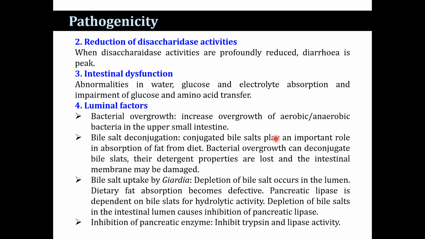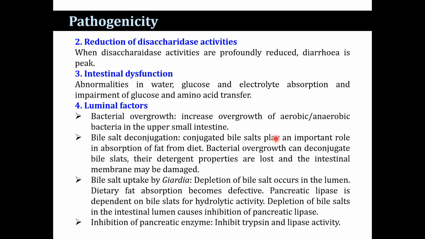And intestinal dysfunction, that is, abnormalities in water, glucose, and electrolyte absorption, and impairment of glucose and amino acid transfer. Then luminal factors: bacterial overgrowth, increased overgrowth of aerobic or anaerobic bacteria in the upper part of the small intestine. Bile salt deconjugation, and bile salts play an important role in absorption of fat from diets. Bacterial overgrowth can deconjugate bile salts, their detergent properties are lost, and the intestinal membrane may be damaged.